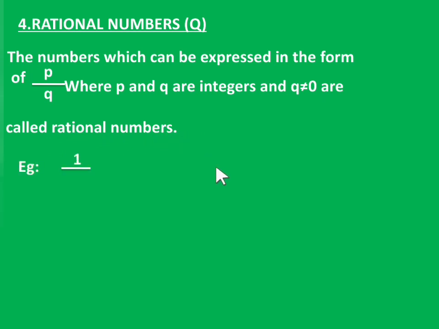Example, 1 by 2, 3 by 4 and so on. So these are the examples of rational numbers. Here p is equal to 1 and q is equal to 2. q should not be equal to 0. If q equals 0, then this number will become an undefined number.